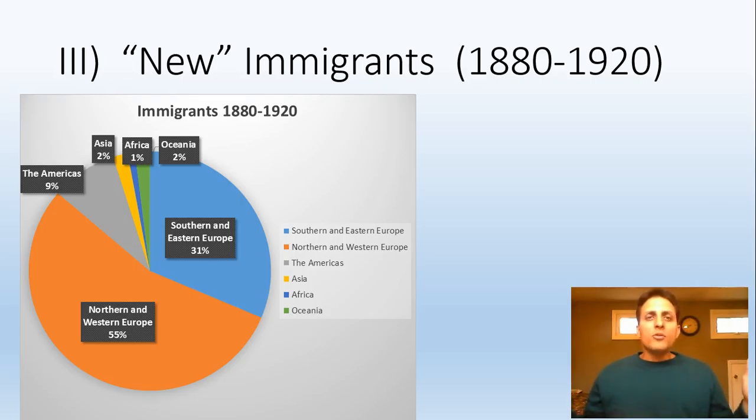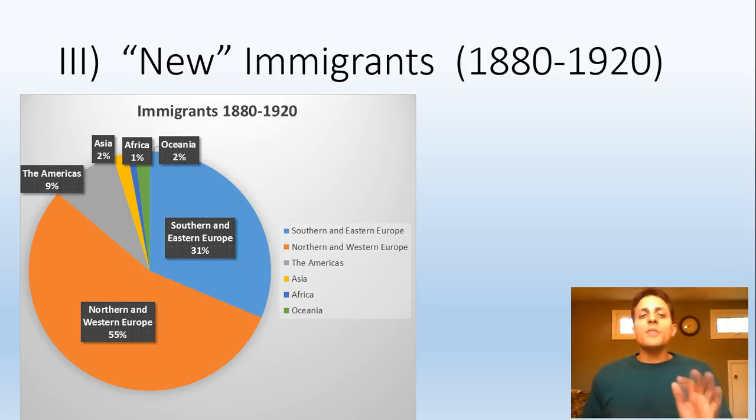All right, the next big group that you're going to see coming in is known as the new immigrants. The new immigrants are predominantly still coming from Europe, but from a different part of Europe: Southern and Eastern Europe. And they're coming for similar reasons to the old immigrants. They're coming for economic opportunity for the most part.